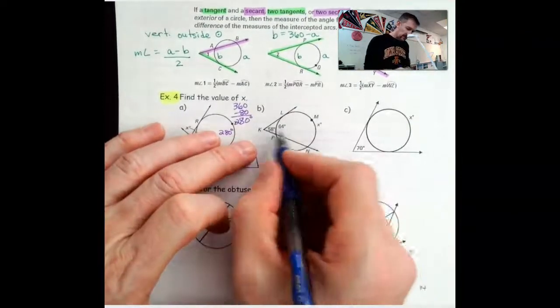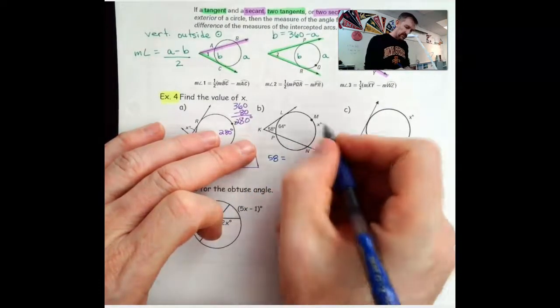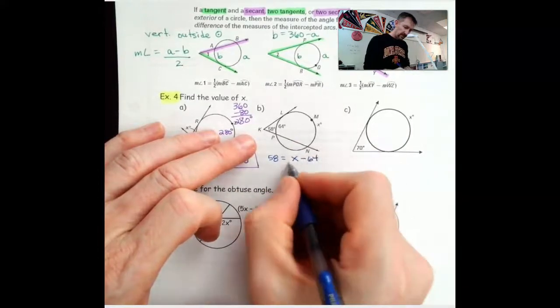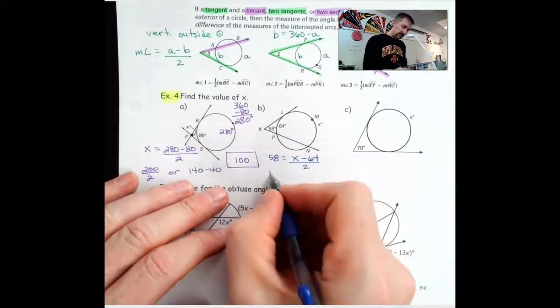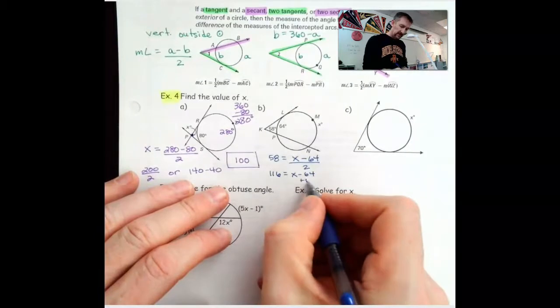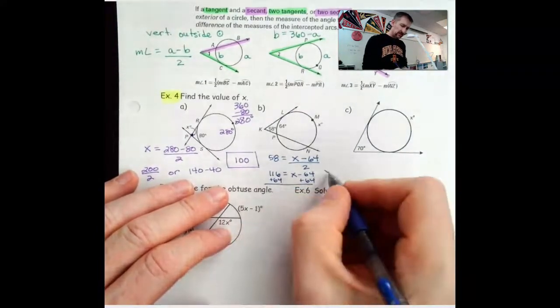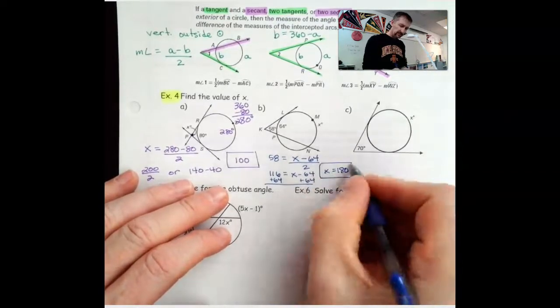Okay, here the angle, 58 degrees, is equal to the bigger arc minus the smaller arc divided by 2. So I'm going to multiply this by 2. That's going to be 116. And then I'm going to add 64 to both sides. So that's interesting. X equals 180. It already has degrees on it, so I don't need that.